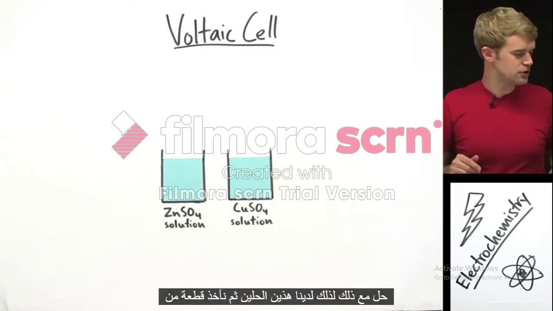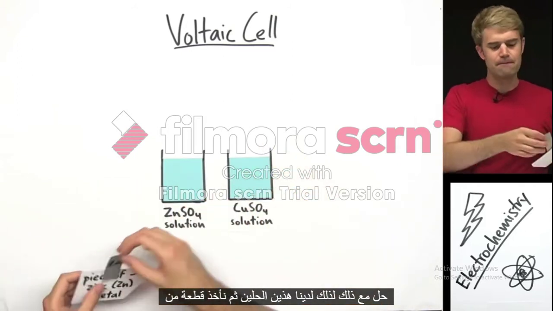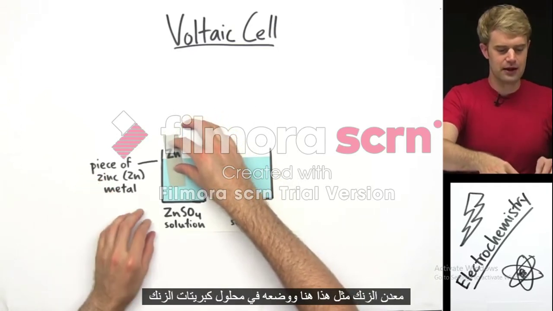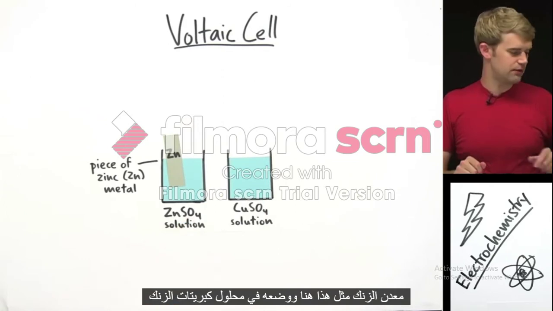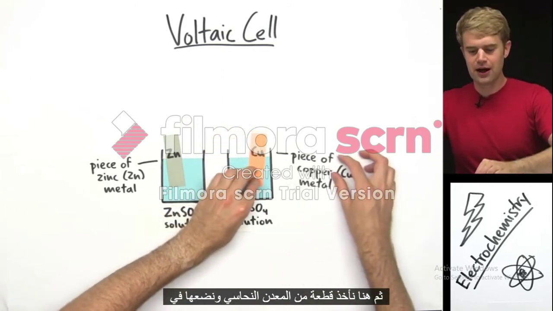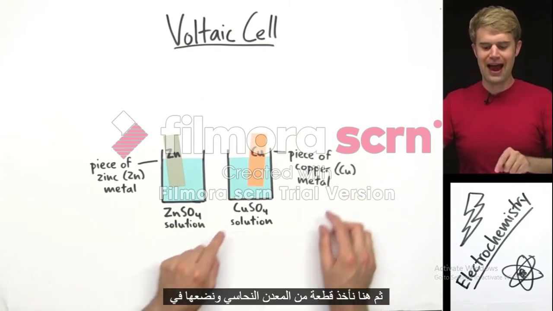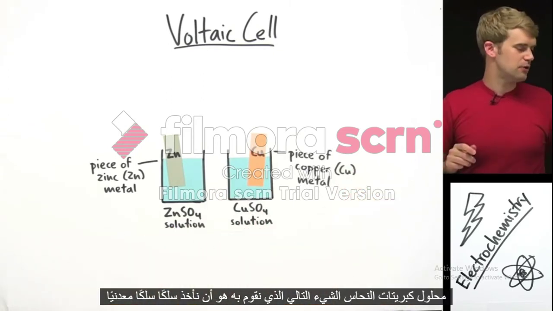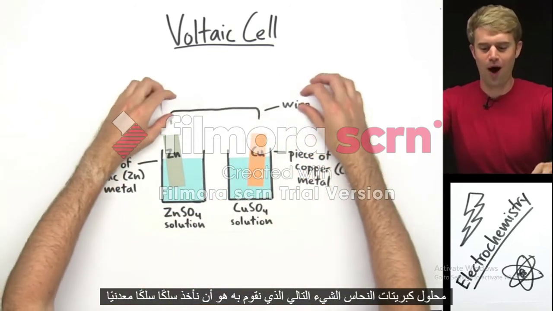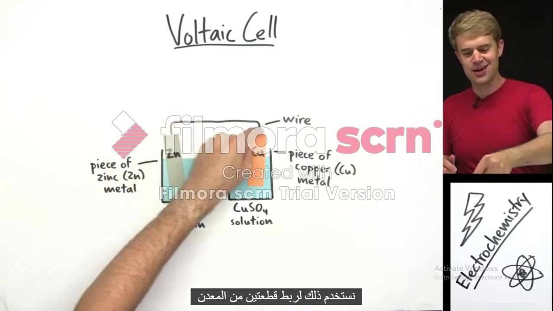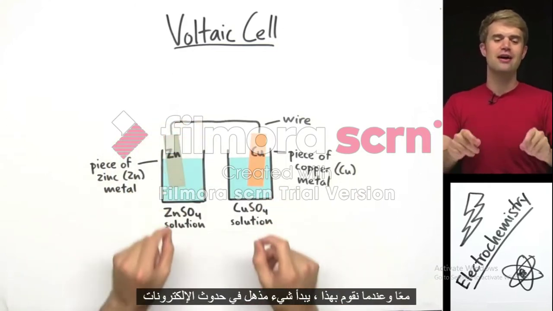So we've got these two solutions. Then we take a piece of zinc metal, like this one right here, and put that in the zinc sulfate solution. And then over here we take a piece of copper metal and we put that in the copper sulfate solution. The next thing we do is we take a metal wire, and we use that to connect the two pieces of metal together.